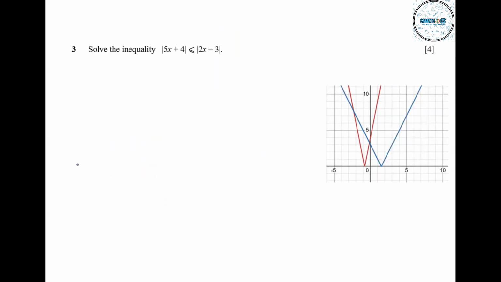Question number 3. Solve the inequality absolute of 5x plus 4 is less than or equal to absolute of 2x minus 3. Now, we have to take 5x plus 4 is equal to 2x minus 3. And another time, we have to take 5x plus 4 is equal to minus 2x plus 3. We are taking out the critical values.